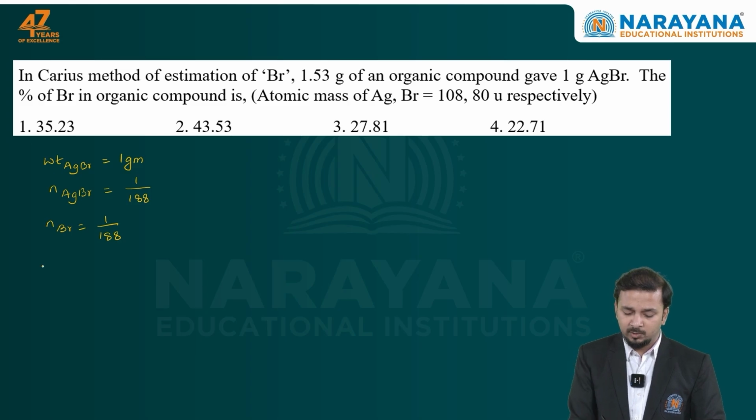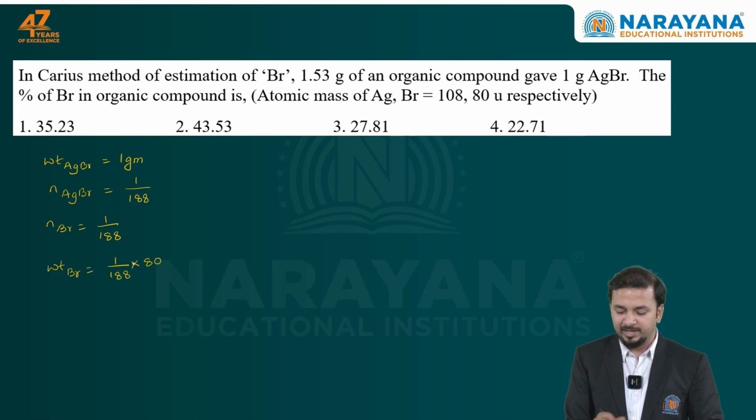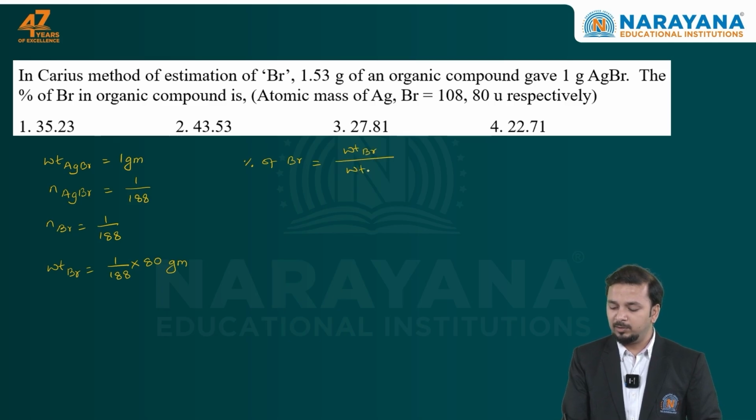Now if you know moles of Br, we can calculate weight of bromine. Weight of bromine will be moles of bromine into its molar mass. Molar mass of bromine is 80. So 1 by 188 into 80 is the weight of bromine. Now they are asking percentage of bromine. So percentage of bromine will be equal to weight of bromine upon weight of organic compound into 100.